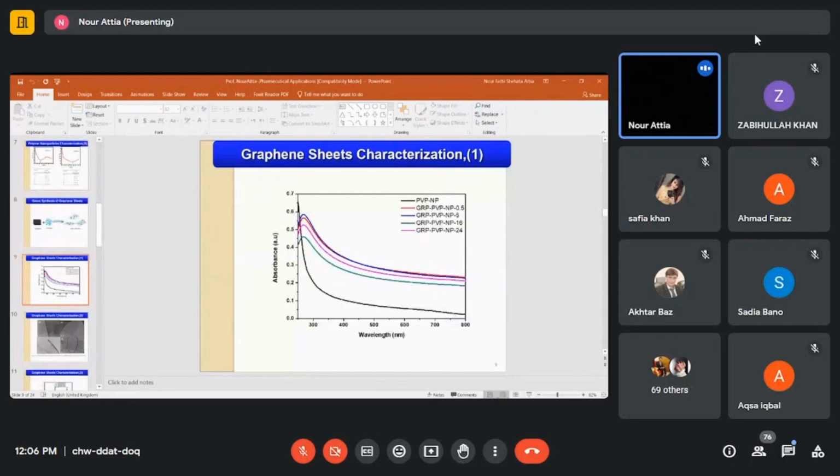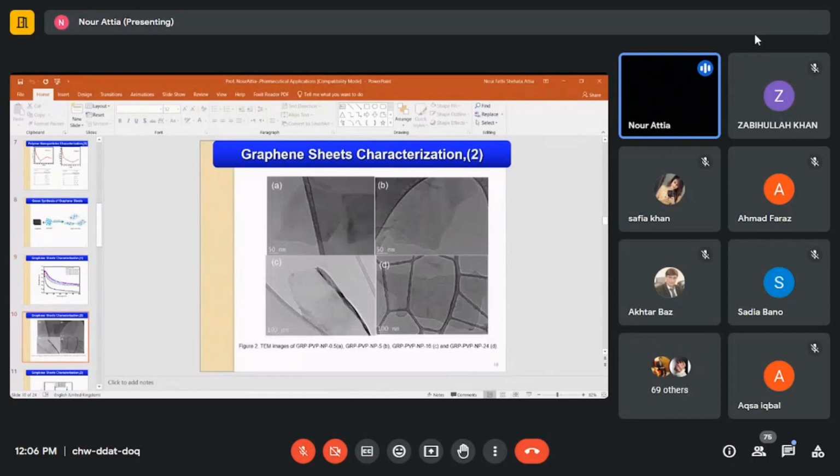And this is a UV spectrum, because when you prepare graphene there is a characteristic peak from 260 to 280. If this exists, then you have graphene sheets. If this does not exist, then you don't have graphene; you have something else. And whenever your absorption increases, it means the number of graphene sheets in the colloidal solution is much higher.